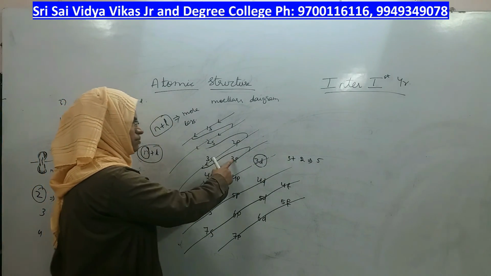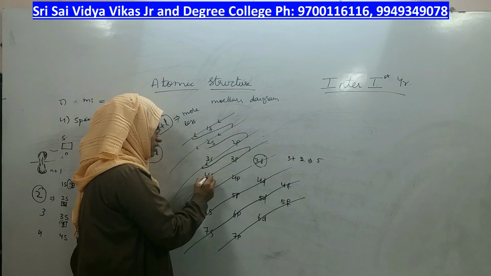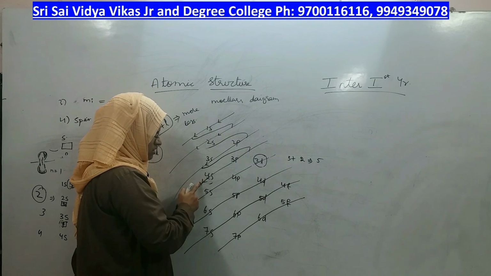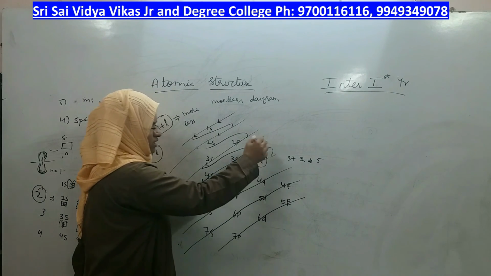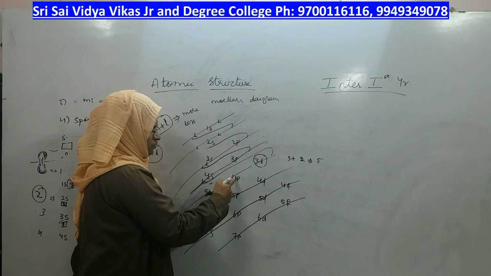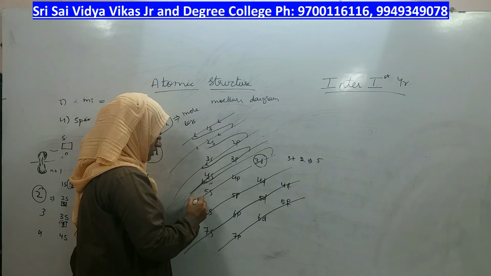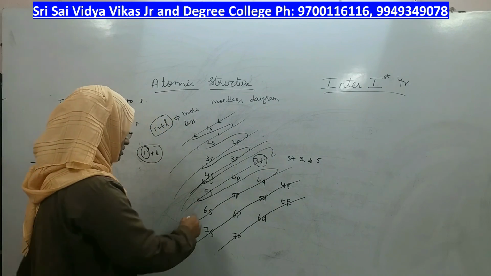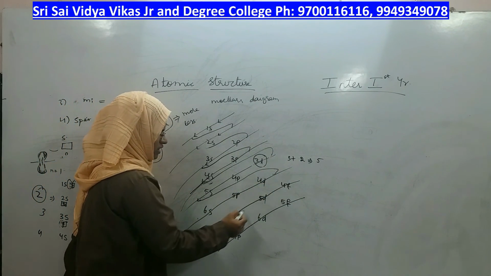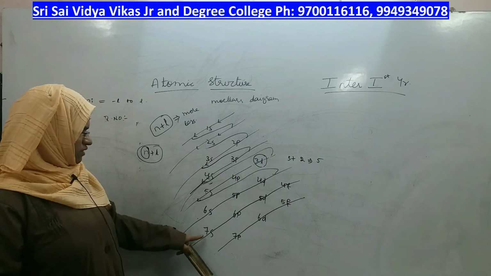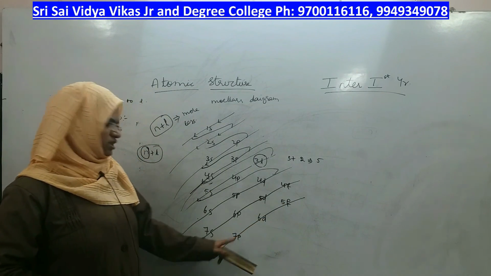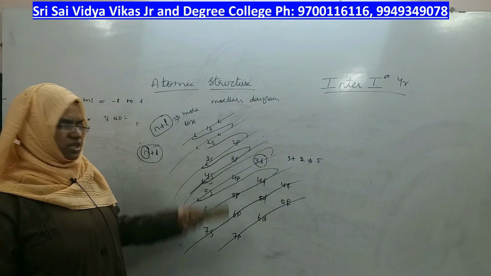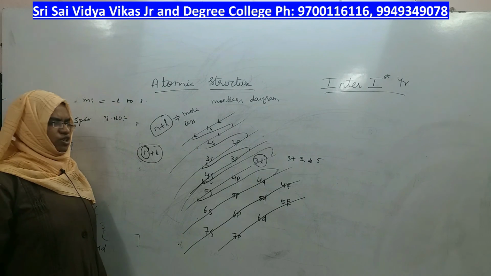So, after 3p, don't go for 3d, rather go for 4s, and when 4s is finished, go to the next starting line. 3d. Next 4p, next 5s. 5s is finished, then go for 4d, 5p, 6s. 6s is finished, 4f, 5d, 6p and 7s. After 7s, go for 5f, 6d and 7p. Right? These are the orders of electronic configuration of different orbitals.